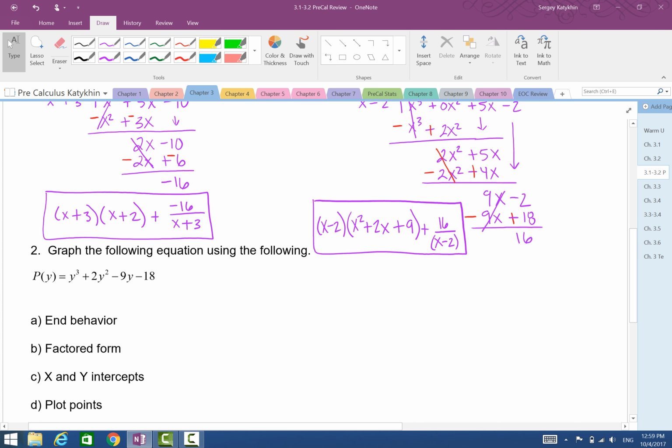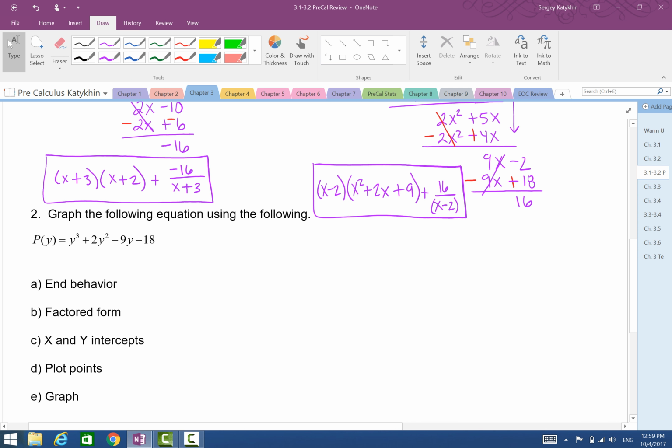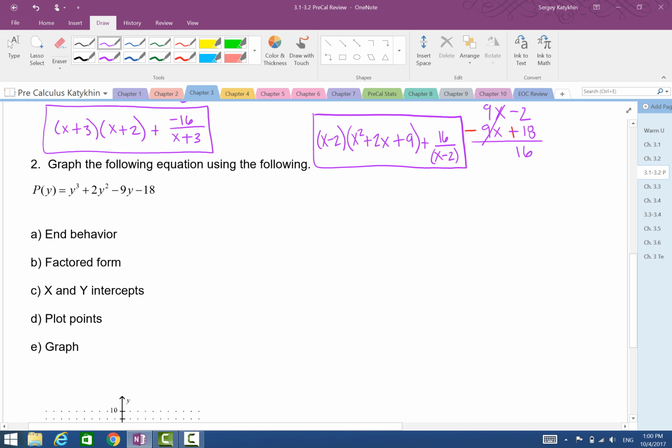Okay, the following is asking us to graph the following polynomial. So we have p of y equals y to the third plus 2y squared minus 9y minus 18. So first thing is they're asking us about the end behavior. And remember, we have to look at the first term and the coefficient of that first term. Notice the coefficient is positive and the degree is an odd degree.